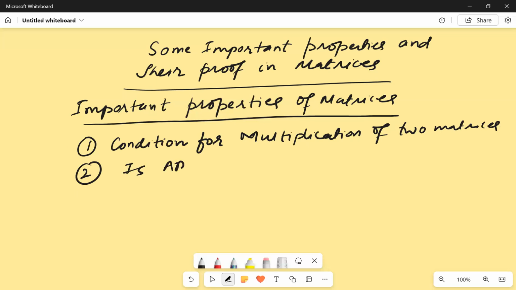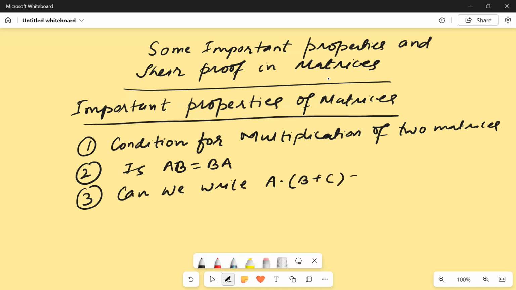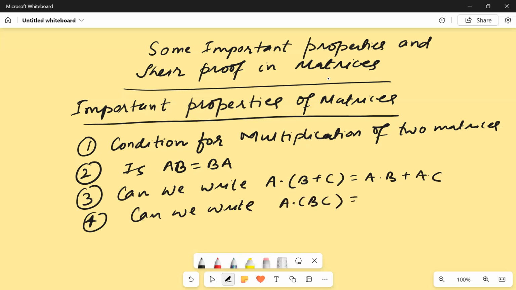Number two, is AB equal to BA? Number three, can we write A into (B plus C) as A into B plus A into C? Fourth, can we write A into BC as associative property, like AB into C? So these three properties are very important as far as multiplication is concerned.